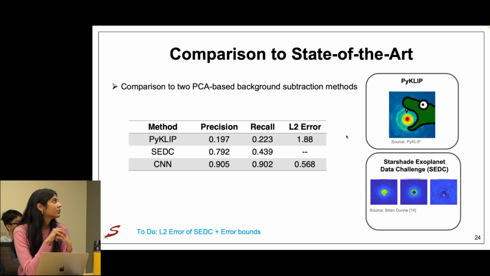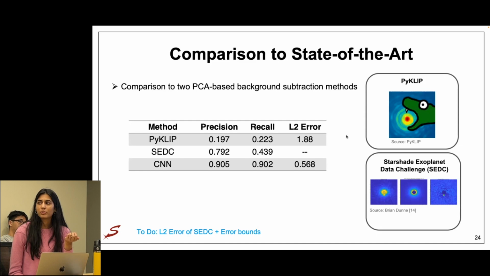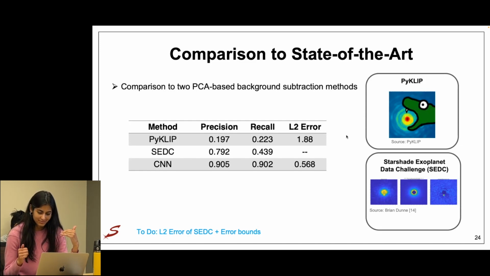For the comparison to the state of the art, we're comparing to two principal component-based background subtraction algorithms. The first is PyKLIP, a Python library that implements the KLIP algorithm, which is one of the most predominant PCA-based estimation algorithms. We're also comparing to the results from the Starshade Exoplanet Data Challenge. The main participant in the data challenge used a principal component-based algorithm as well as a full pipeline.